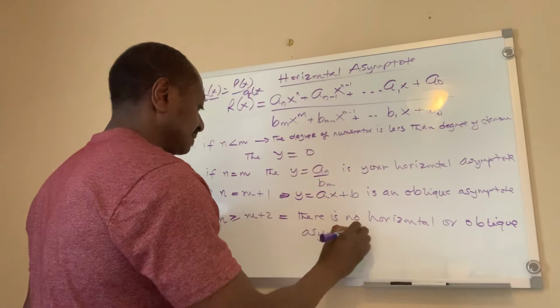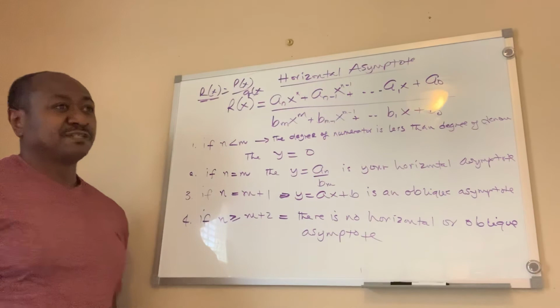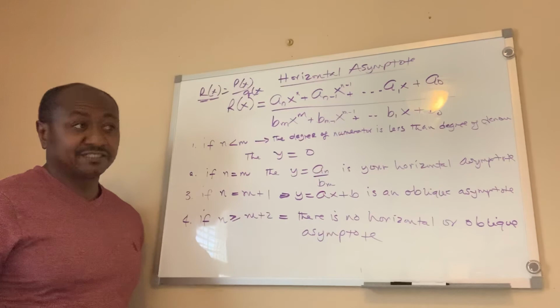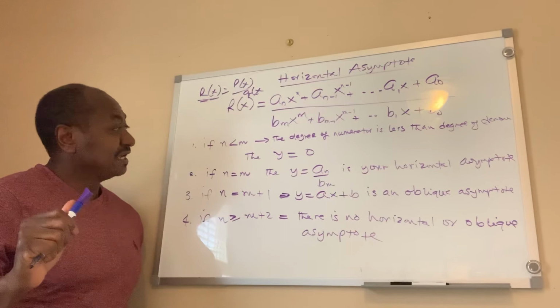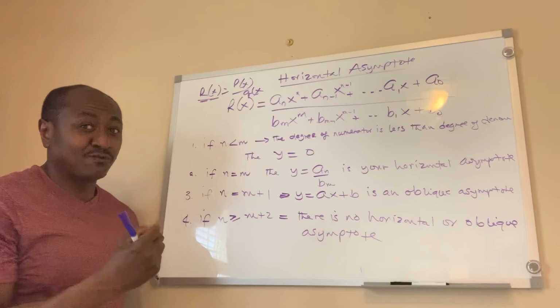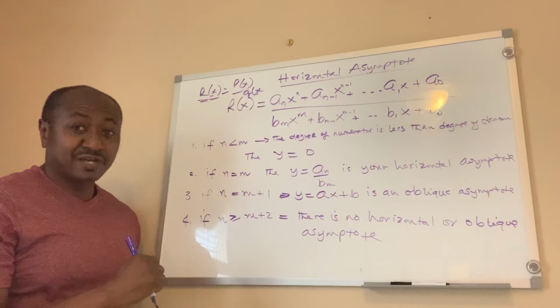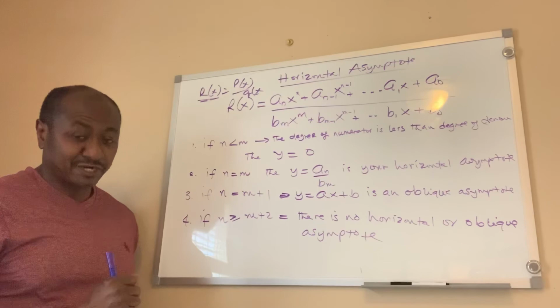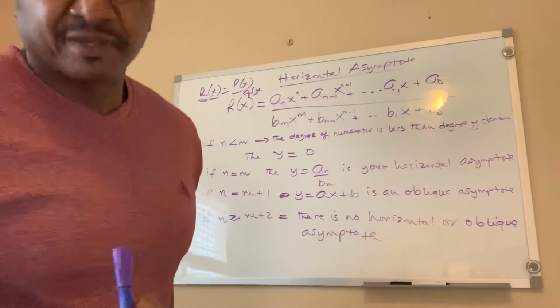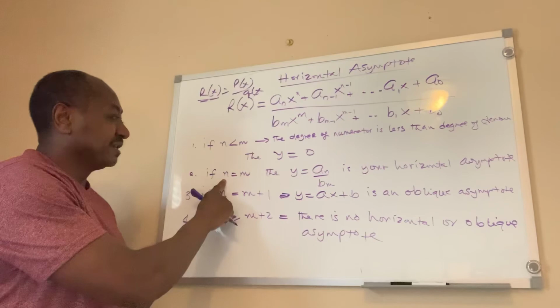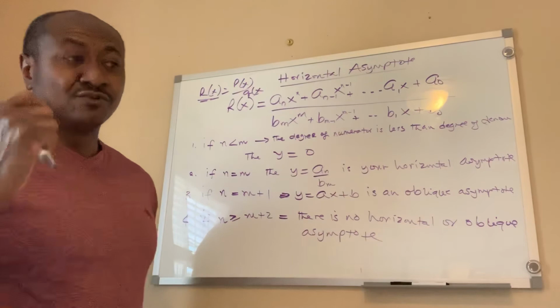So if you are asked to find a horizontal asymptote, your first thing is to inspect the degree of the numerator of that rational function. If the degree of the numerator is less than the degree of the denominator, then the line y equals 0 is your horizontal asymptote. Basically, that means your x-axis is your horizontal asymptote. The x-axis is the line y equals 0. So you want to pay attention to that. Okay, if the degree of the numerator is the same as the degree of the denominator, then the leading coefficient of the numerator divided by the leading coefficient of the denominator is your horizontal asymptote.